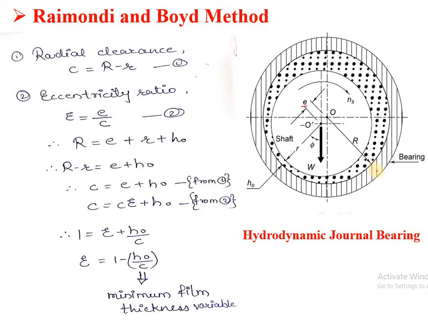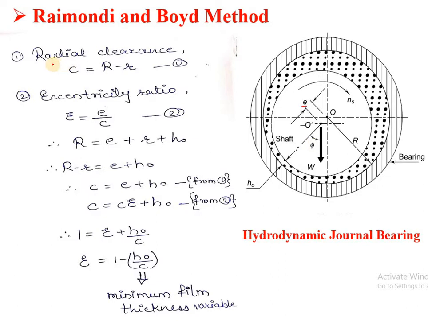Capital R is the radius of bearing, small r is the radius of journal or shaft, and h0 is the minimum film thickness. Now here phi is the angle between W and the radius. We'll talk about this phi later on.